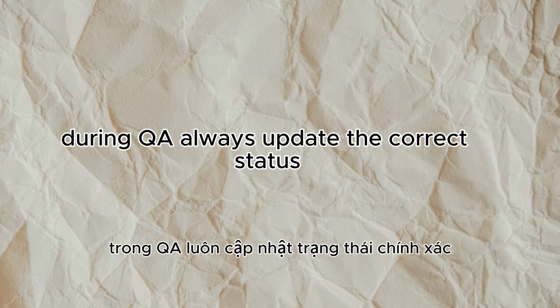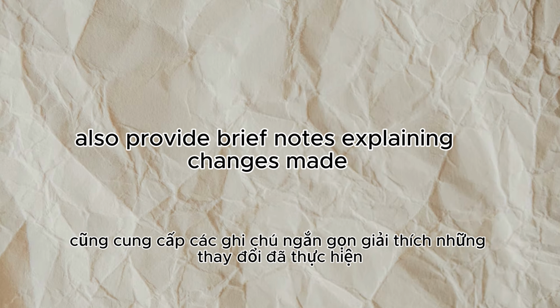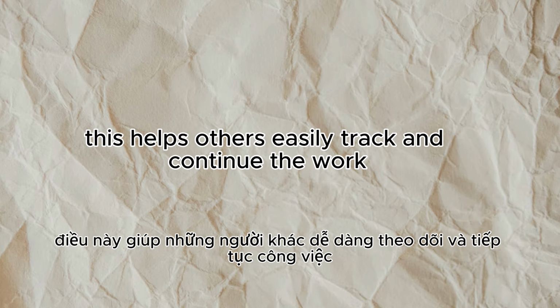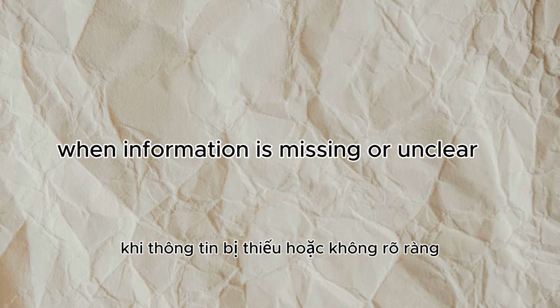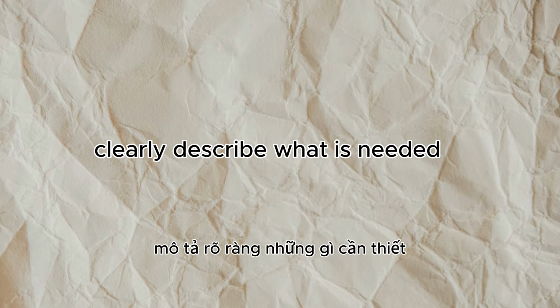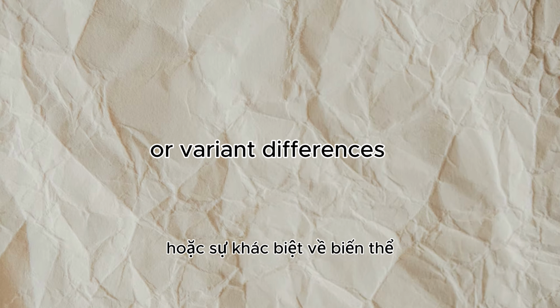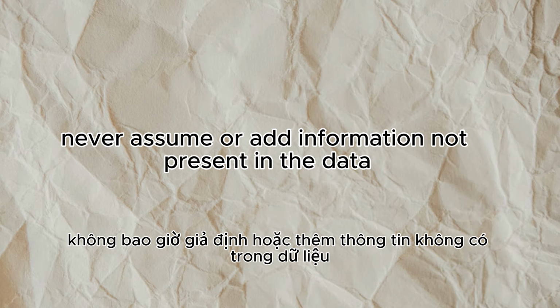During QA, always update the correct status: pass, fixed, needs info, or needs review. Also provide brief notes explaining changes made or remaining issues. This helps others easily track and continue the work. When information is missing or unclear, clearly describe what is needed. For example, request confirmation of measurement units or variant differences. Never assume or add information not present in the data.